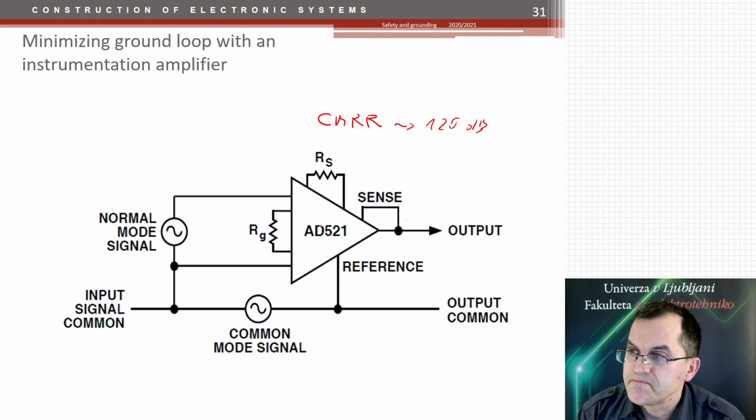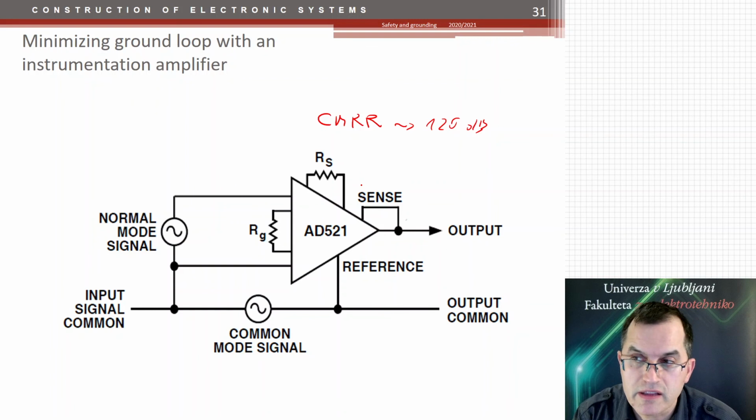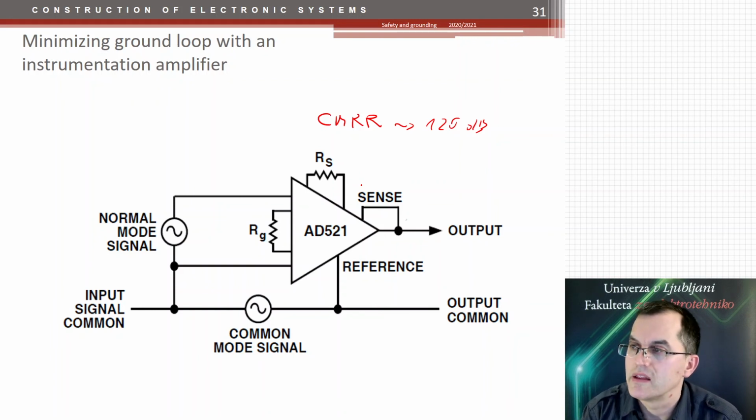And such instrumentation amplifiers are usually used in amplifying really low voltages in case of some sensors that are used to measure, I don't know, temperature or whatever. In our case, for example, solar irradiance, as I showed at the beginning.